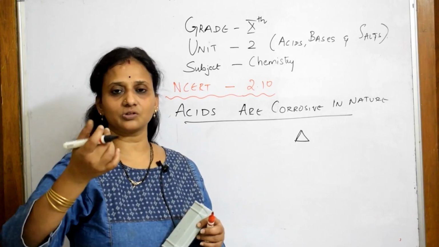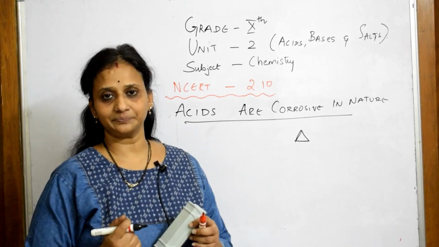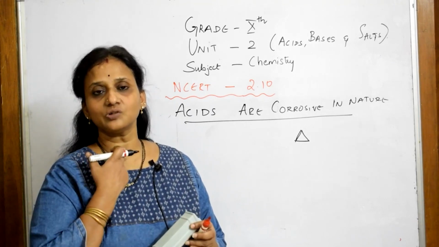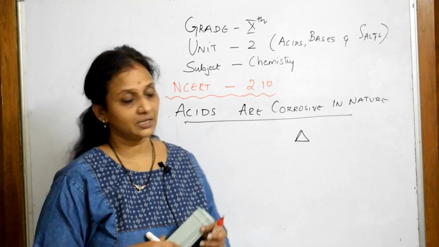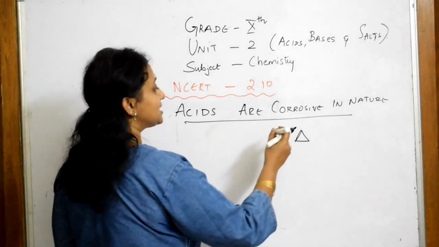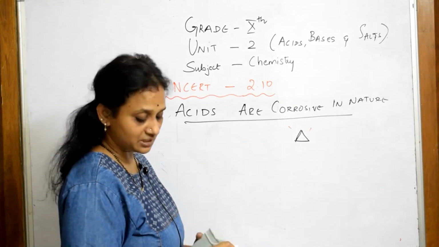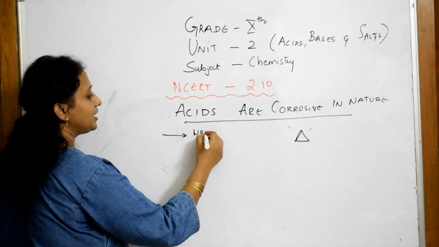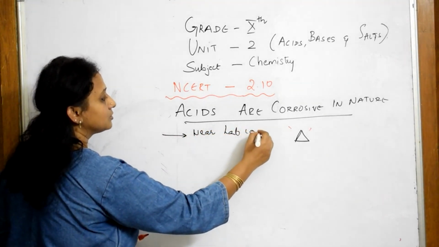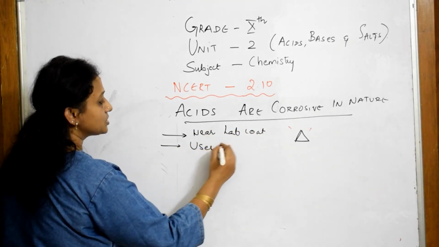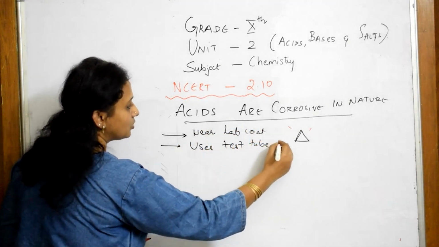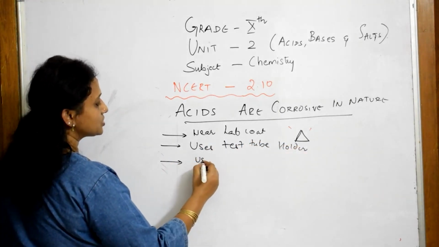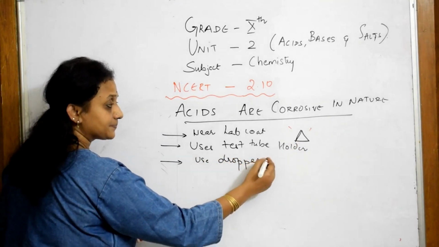There's a rubber cork sort of thing which you can press to suck the acid. Never use your mouth to suck the acid or the base with the pipette. Remember, if it goes in, it will eat up the inner layer of your throat. So for acids which have this hazardous symbol, which I'll be showing in the animated video, you need to remember 3 things. First, wear a lab coat. Second, use a test tube holder. Third, use a dropper for such acids.